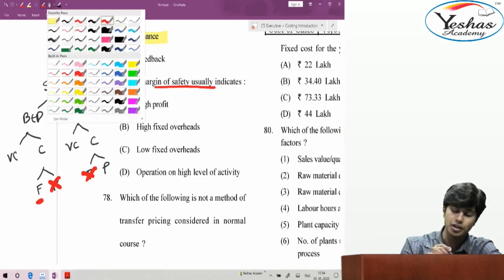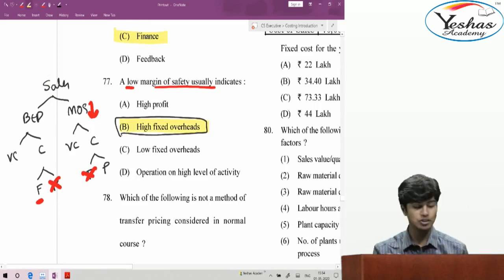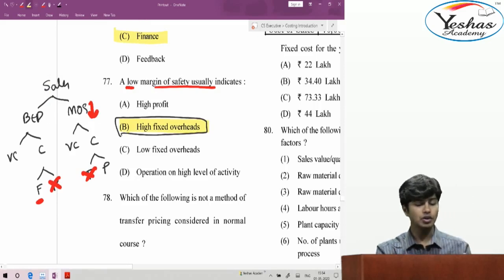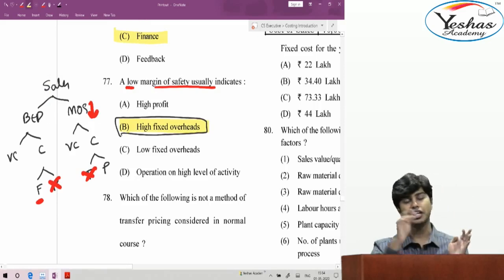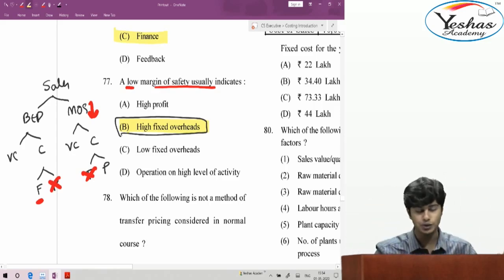The profit has been reduced. Why did the profit reduce? Because of high fixed overheads. So the answer is high fixed overheads will reduce the margin of safety. When your fixed cost increases, then what would happen? Your contribution increases, BEP will only take longer time. It will take more time to just break even. When you take more time to break even, the amount of profits that you make will reduce. So margin of safety will basically reduce. Margin of safety is PVR and profit relationship.